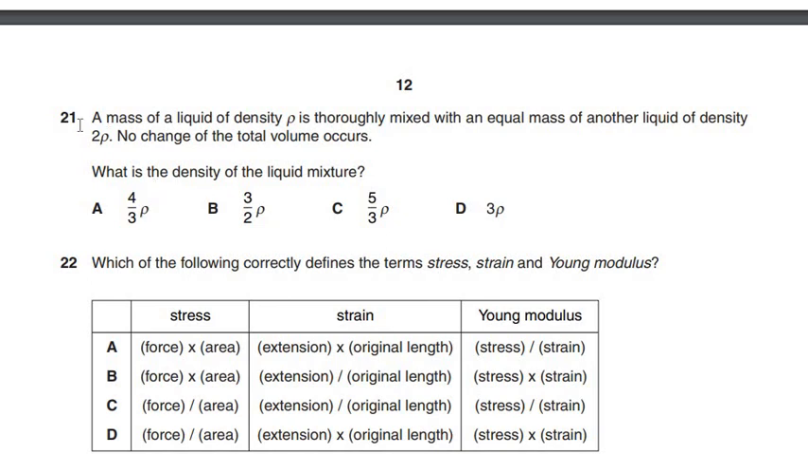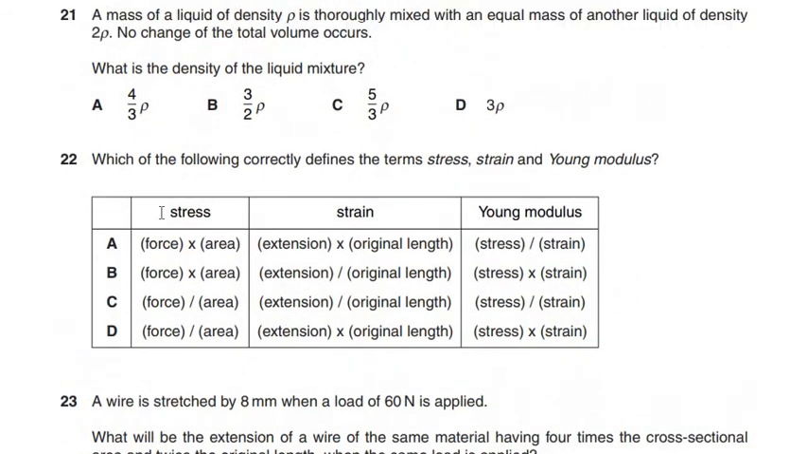You'll have to do the calculation here. I think it's going to be 4 by 3 rho. Answer is A. Yeah. So that's what you'll have to do for the calculations. Anyway, next question. But that's the concept behind it.